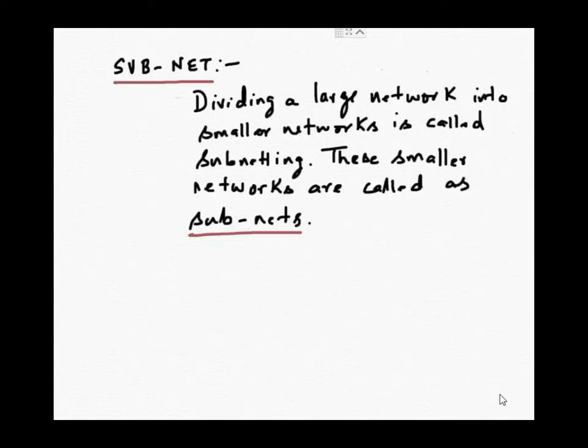What is a subnet? A subnet is nothing but when you divide a large network into smaller networks, it is called subnetting. These smaller networks are called subnets.